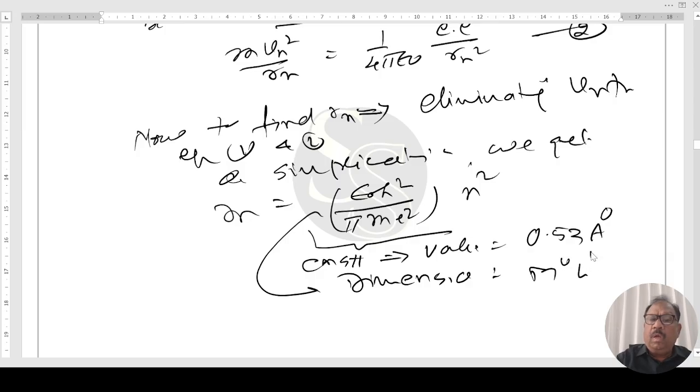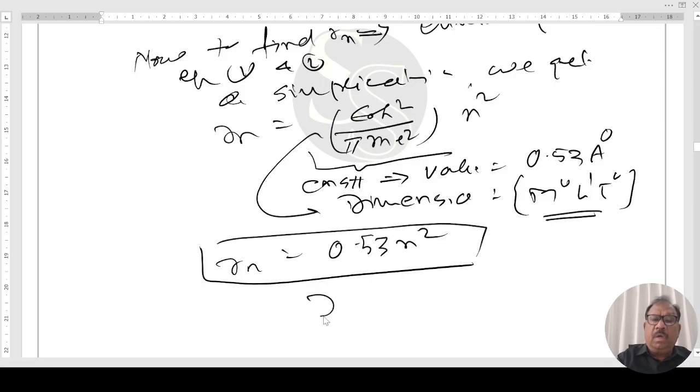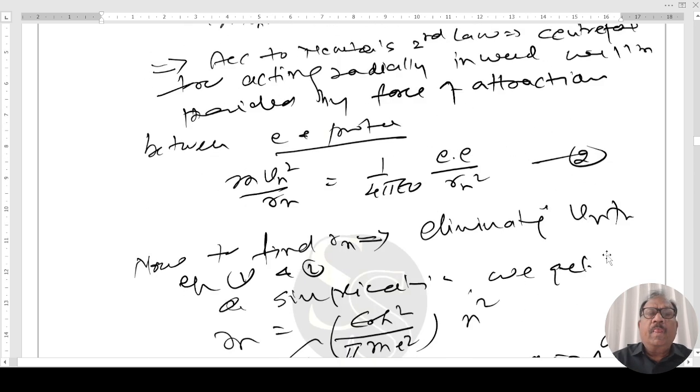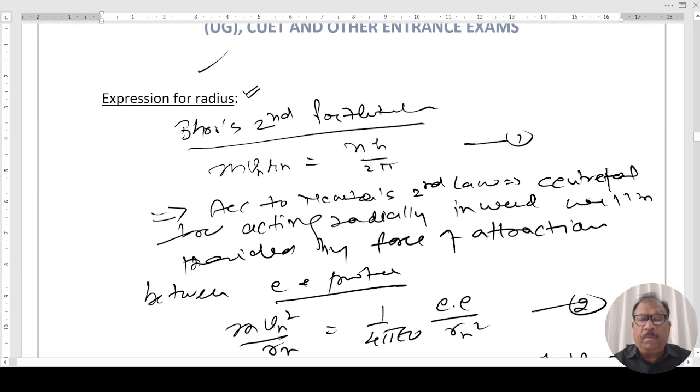Its dimension will be M0 L1 T0, that is L1. So Rn comes out to be 0.53 n square angstrom, or you can say Rn is proportional to n square. That is the derivation for the expression for radius. Now, the expression for velocity.